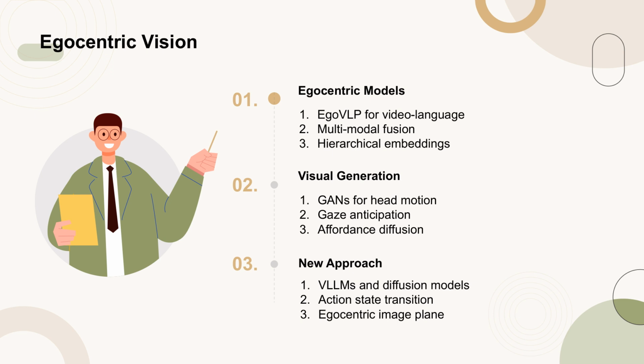In the field of egocentric vision, significant progress has been made in understanding human actions and interactions from an egocentric perspective. Models like EgoVLP and its enhancements through multimodal fusion have been pivotal. Additionally, generative adversarial networks, GANs, have been used for tasks such as future head motion and gaze anticipation. This paper introduces a novel approach by leveraging visual large language models, VLLMs, and diffusion models to generate action state transitions specifically on the egocentric image plane, marking a new frontier in this domain.